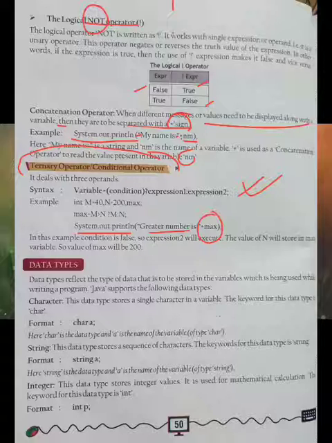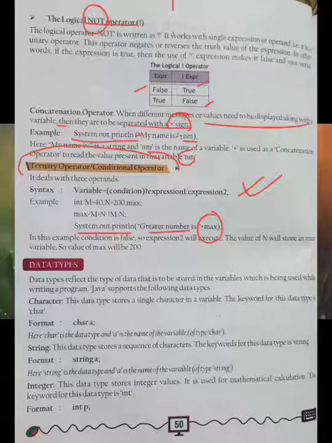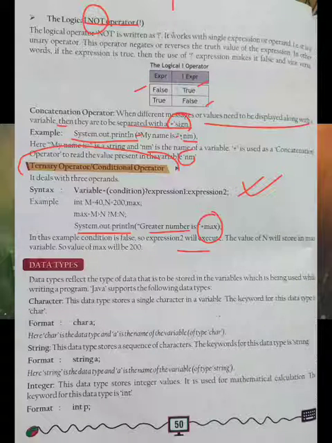Next it is saying in this example condition is false, so expression 2 will execute. Here the condition is there, conditional operator we are studying, that's why this condition is false, because we can see that m is less than n, but we have provided n. Then if it is false, expression 2 will execute. The value of n will be stored in the max variable, so max will be 100.